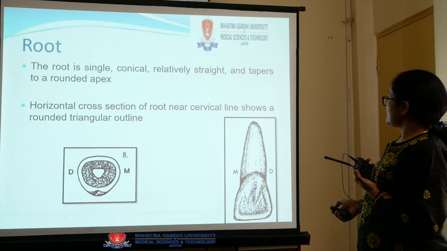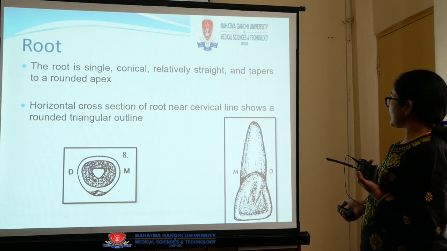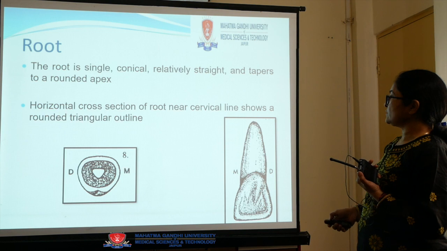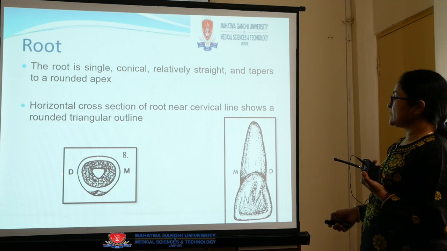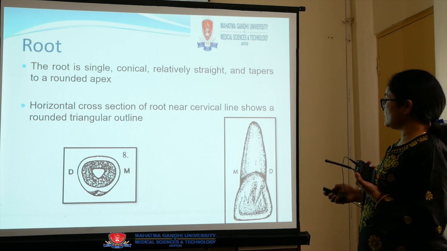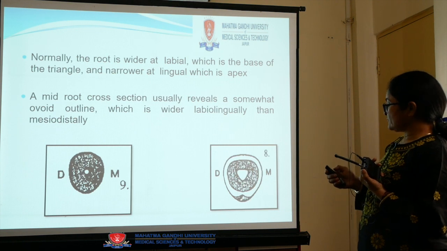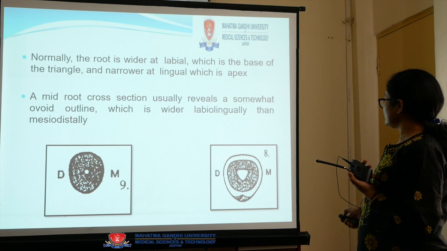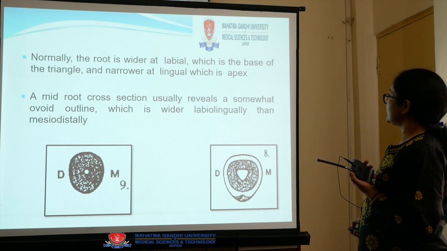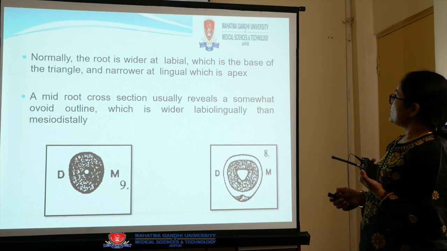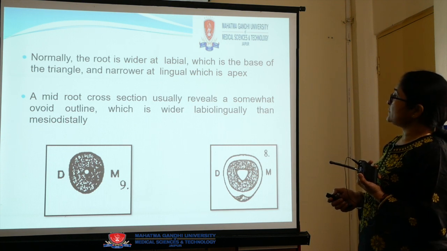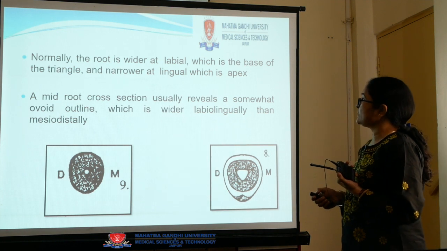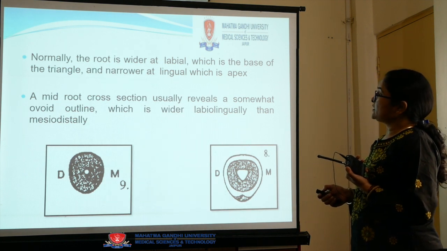When we take a cross section of the root near the cervical line, it shows a triangle with rounded corners. It is a rounded triangular outline. Normally the root is wider at the labial side than the lingual. So you can say the root is wider here, labially, and lingually it is comparatively narrow. So the base is formed by the labial surface of the triangle and the apex is formed by the lingual.